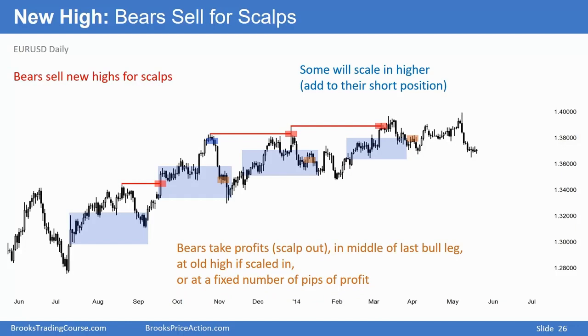If they sell at the prior high and it immediately goes down, they simply take their profits somewhere in the middle third of the most recent bull leg. Same here. They sold, did not go up high enough for them to scale in, but it did pull back into the middle third of the most recent bull leg, and they took profits.